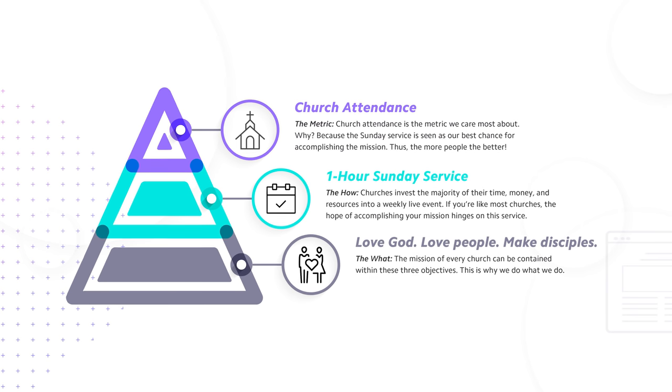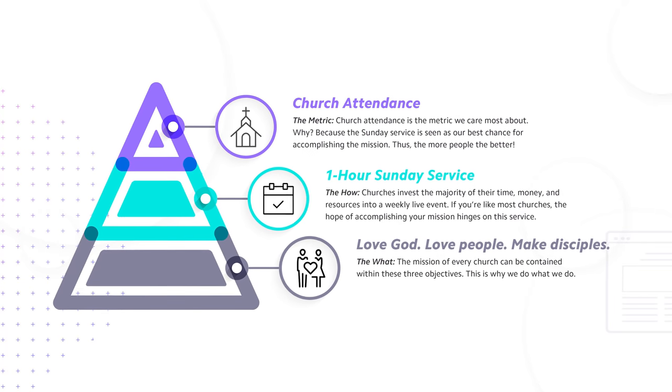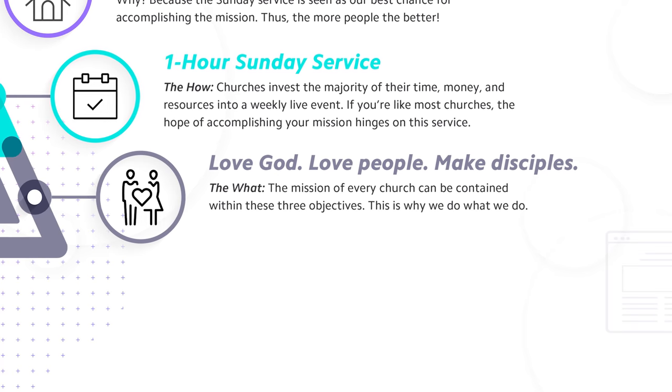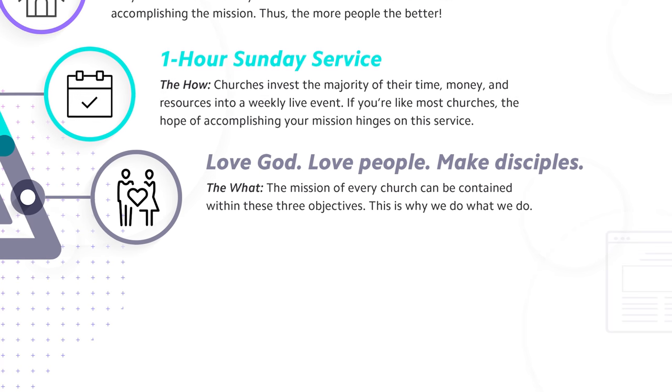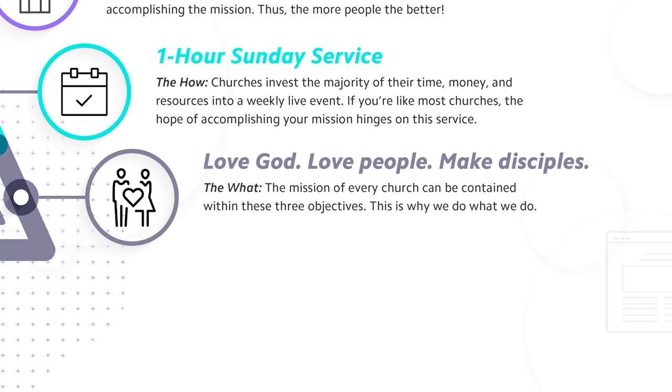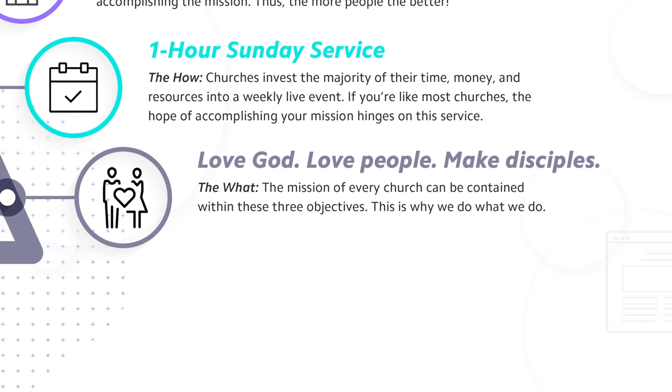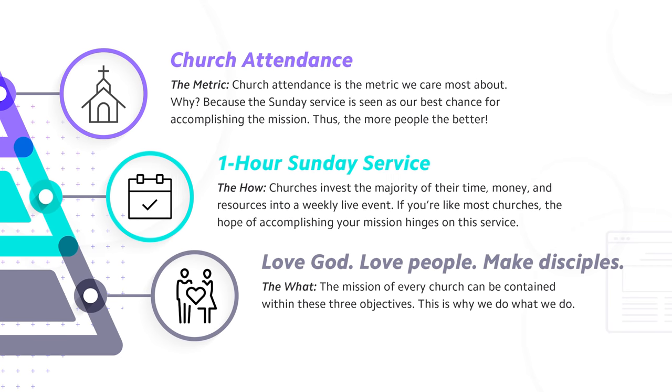Here's what I mean. The illustration you're seeing now demonstrates how churches have traditionally measured growth. At the bottom of the pyramid, we have the what: love God, love people, make disciples. The mission of every church can be contained within these three objectives. And this is why we do what we do. This part never changes. From there, we get the how.